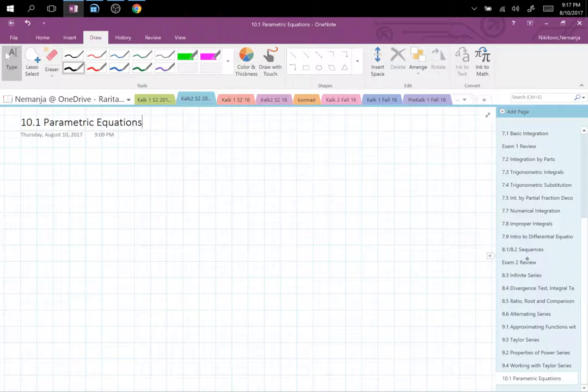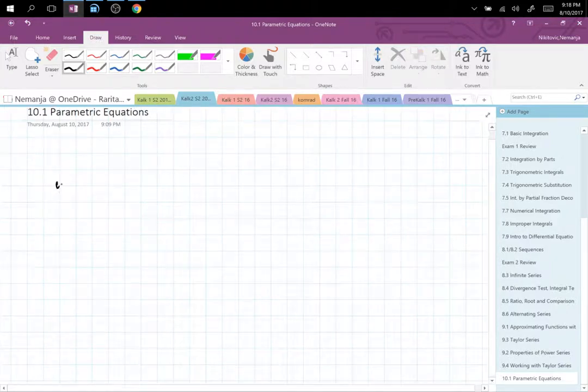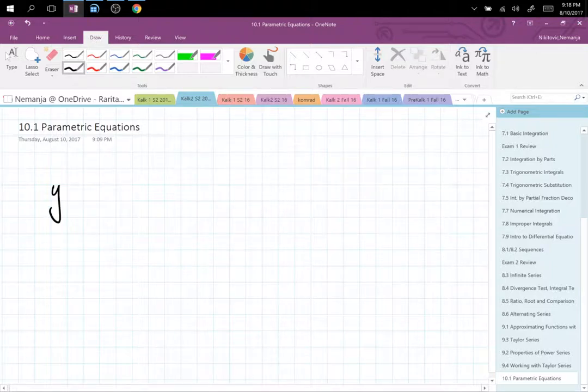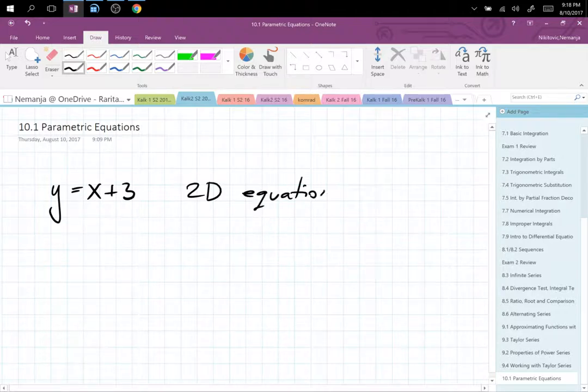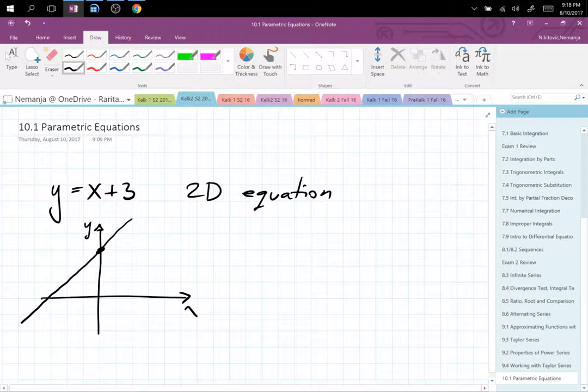So now, what are parametric equations? Parametric equations utilize a parameter to break dimensions of the problem into sets of equations. So when I write an equation, let's say y equals x plus 3, this is a 2D equation because it can be graphed in 2D space, so it looks like this. Now you see two dimensions here. There is a dimension x and dimension y.